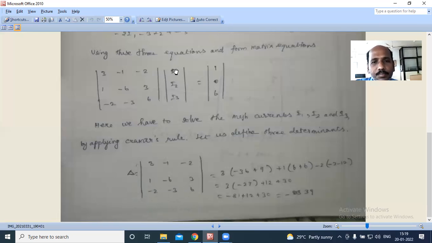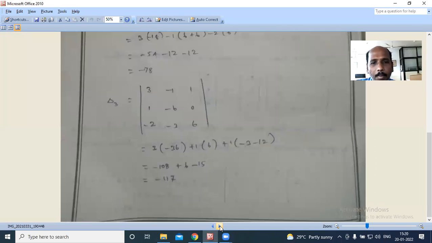Okay, now to find del 1: in the given matrix, you replace the first column, 3, 1 and minus 2. This is the first column, right? You replace this first column by the value of voltages, this value 106. Just replace 3, 1, minus 2 by 106. Then you will get one matrix. Find the determinant of that one. That will give the delta 1. Okay.